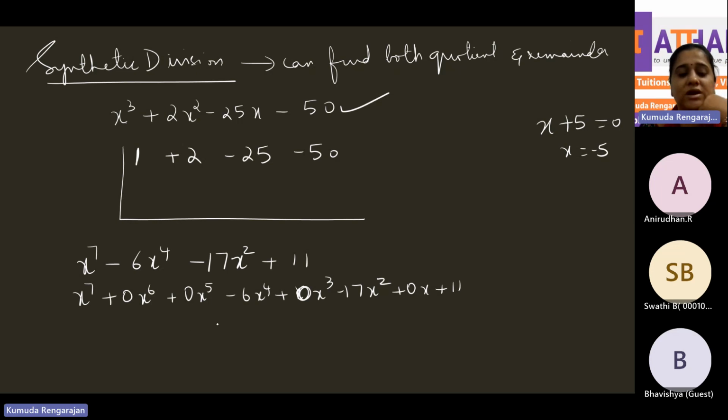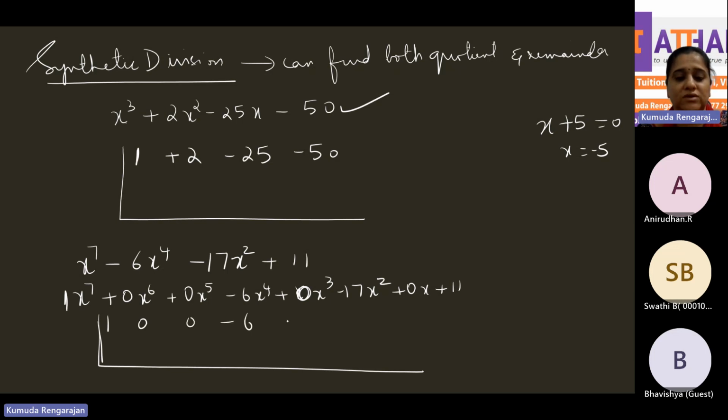You can understand this, right? So x to the power 7, x power 6, x power 5 is missing. So plus 0 x power 6 plus 0 x power 5. Then we have x power 4. Then x power 3 is not there, so 0 x power 3. Then minus 17 x squared. But the x term is not there, so 0 x plus 11. So when you have to perform the synthetic division, the coefficients are 1, 0, 0, minus 6, 0, minus 17, 0, and 11.